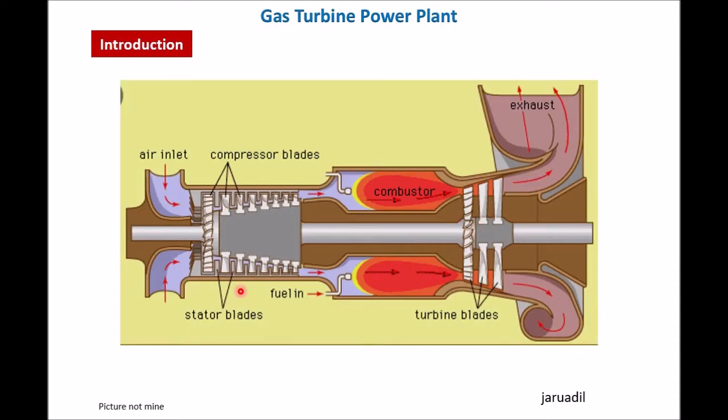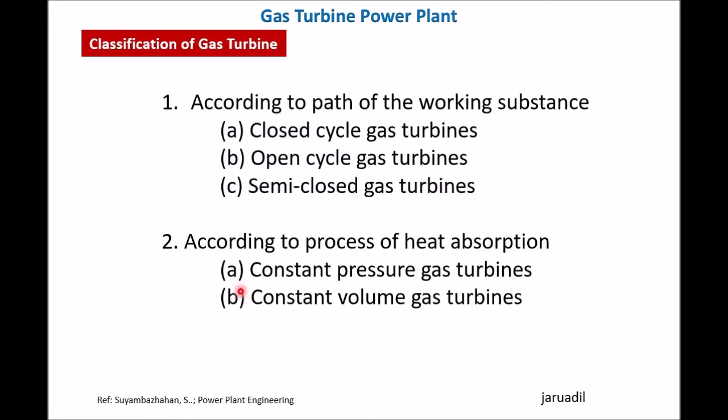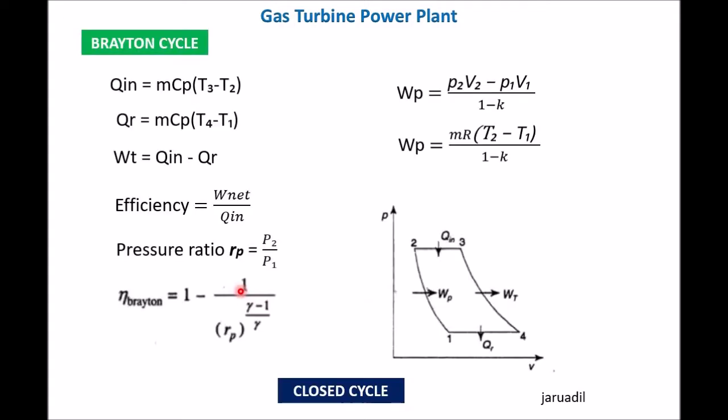This is another picture of the schematic diagram of the gas turbine. And we have also discussed the classification of gas turbine and also the equations we will be using in solving problems about Brayton cycle. So we have here the PV diagram. It starts with isentropic compression 1 to 2 and heat addition 2 to 3, expansion process 3 to 4, and so on. So we have already discussed the equations for finding the heat added, heat rejected, the turbine work.